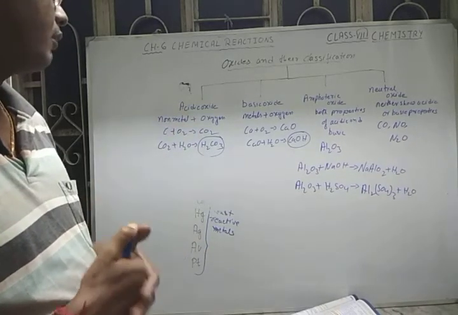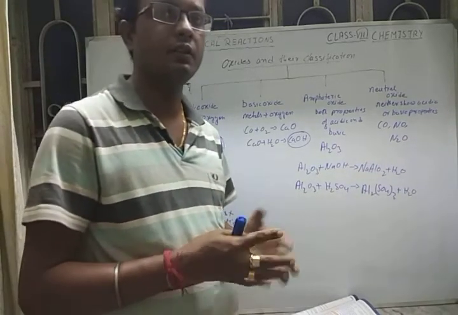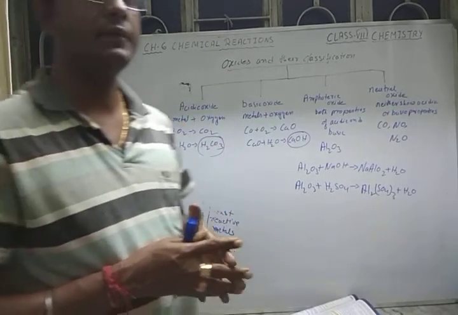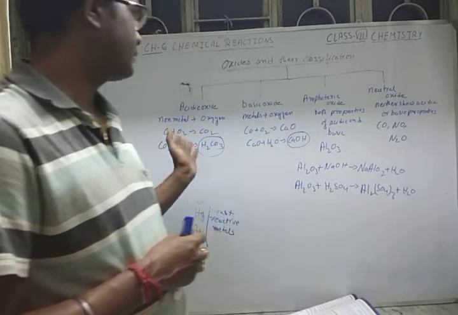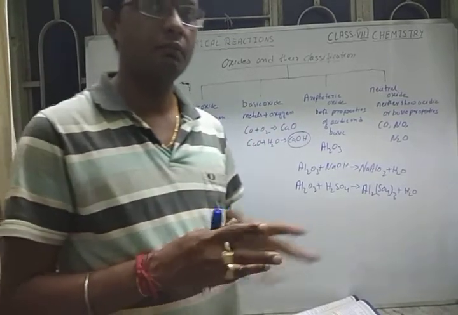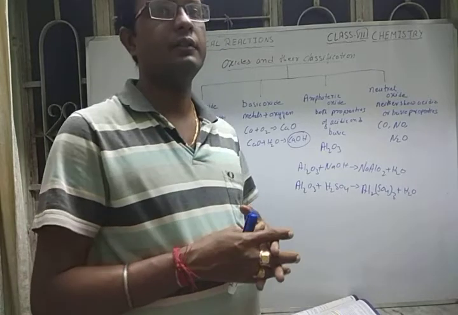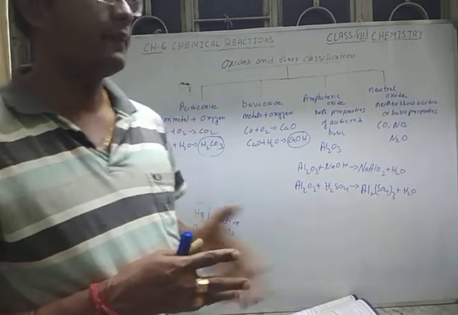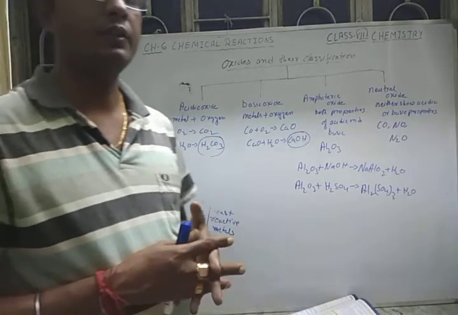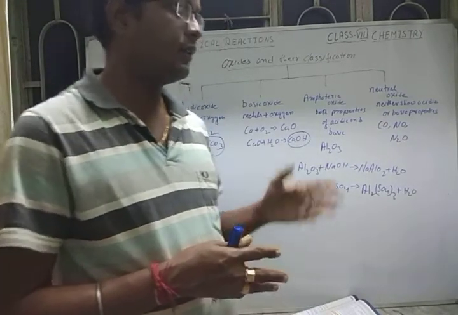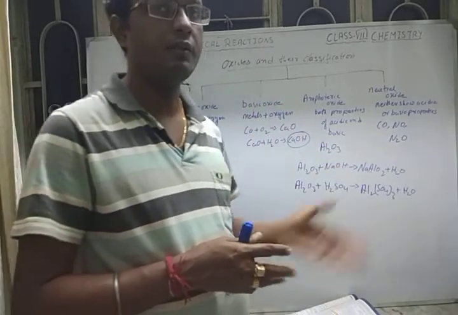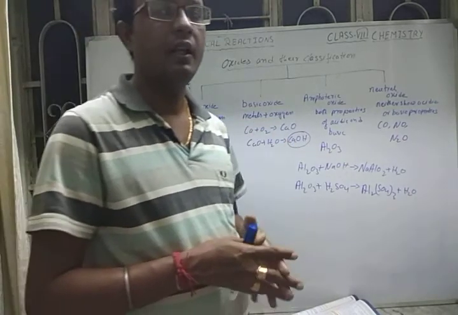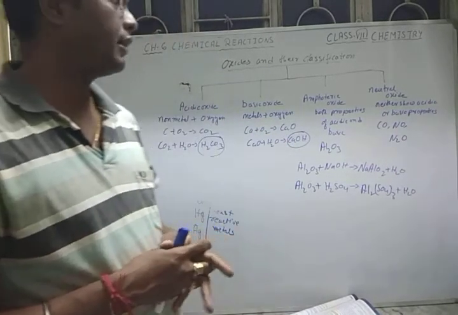Okay, so we have seen how metals and non-metals react with oxygen and give different types of compounds. When metals react with oxygen, it gives basic oxides. When non-metals react with oxygen, it gives acidic oxides. Basic oxides react with water to form bases, and acidic oxides react with water to give acids. Oxides that show both properties, reacting with both acids and bases, are called amphoteric oxides.